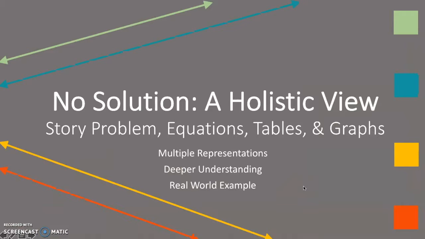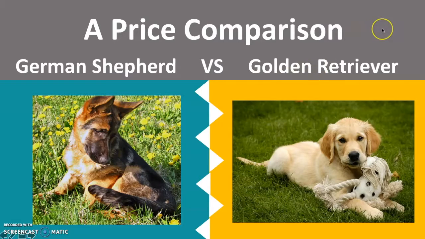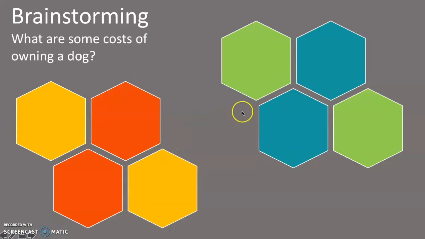The focus of this video is on a system that has no solution, and we're going to look at a story problem, we're going to look at equations, we're going to look at tables, and we're going to take a look at graphs to get a deeper understanding of a system that has no solution. Our real-world example is going to be a price comparison. So in class, I would have students make a decision, if you were going to get a puppy and you had to choose between a German Shepherd and a Golden Retriever, which would you pick? And have them make an upfront choice, and then we would start to dive into the math behind it.